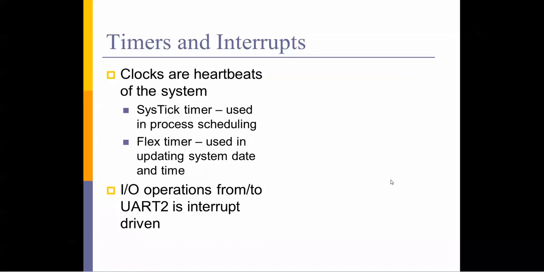Clocks or timers send a periodic signal or interrupt, and the operating system acts accordingly. For example, increment system time or do process switching. The following clocks and timers are being used in this operating system. The SysTick timer is being used in process scheduling. The FlexTimer is being used for updating system date and time. I/O operations from or to UART serial communication are interrupt driven rather than polling.